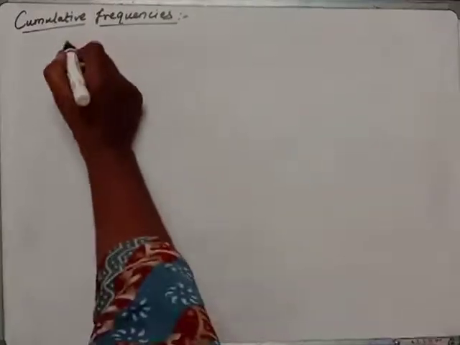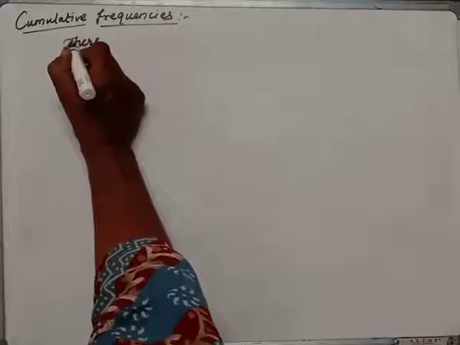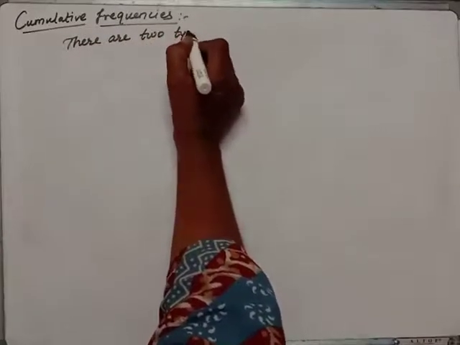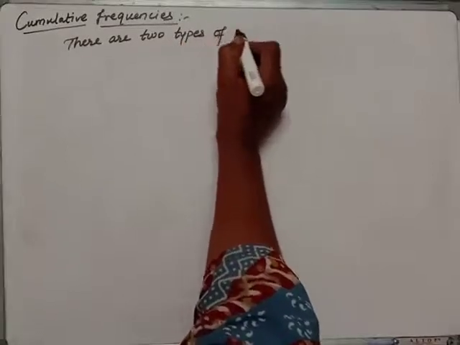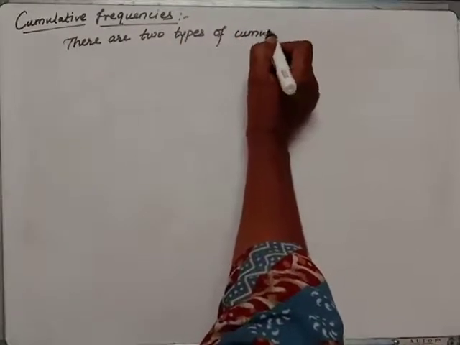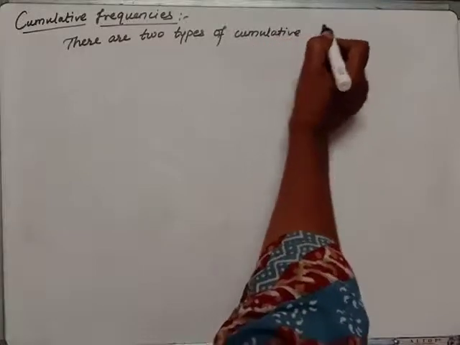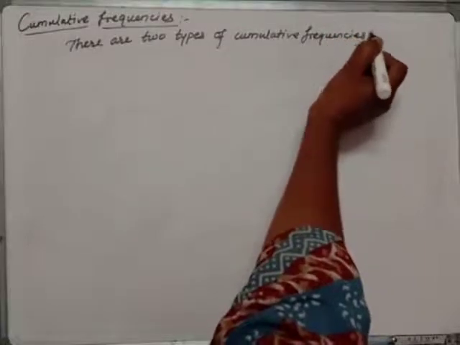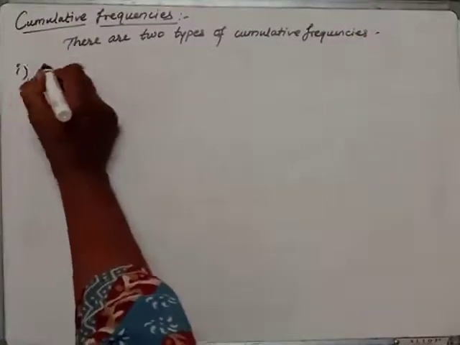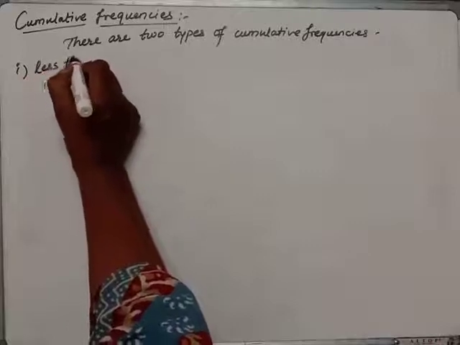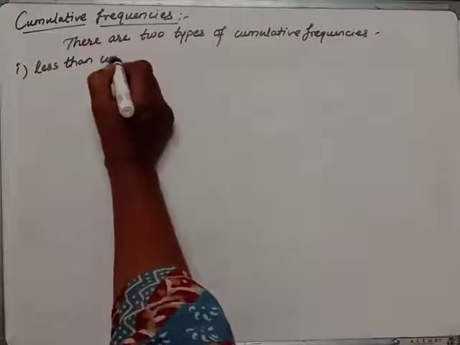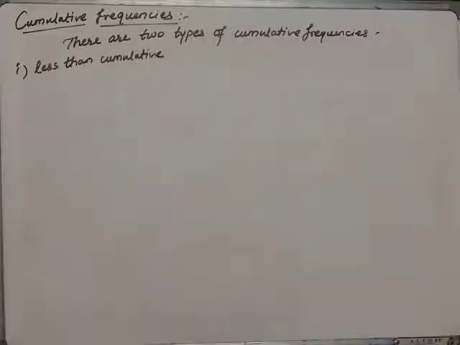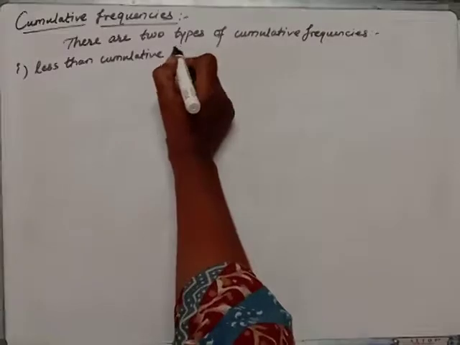Okay, so there are two types of cumulative frequencies. The first type is less than cumulative frequencies.